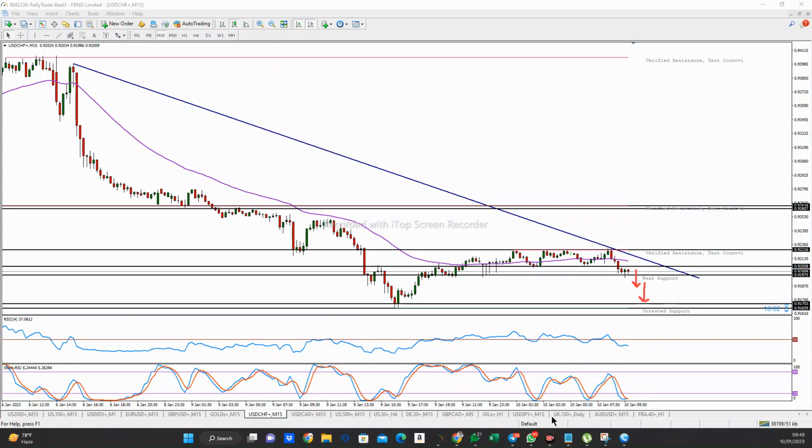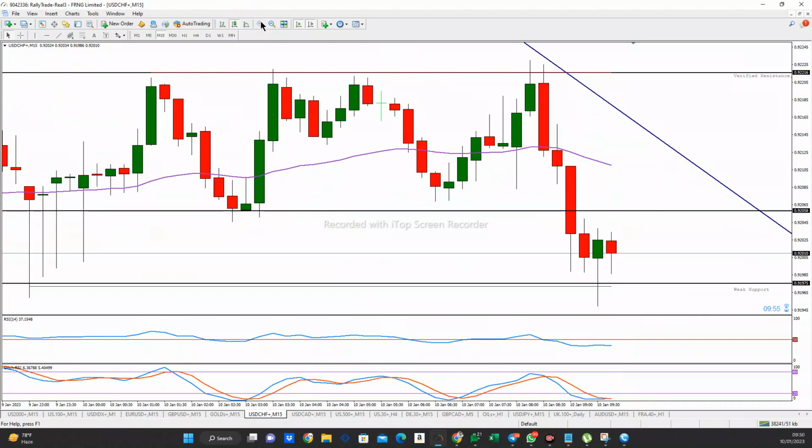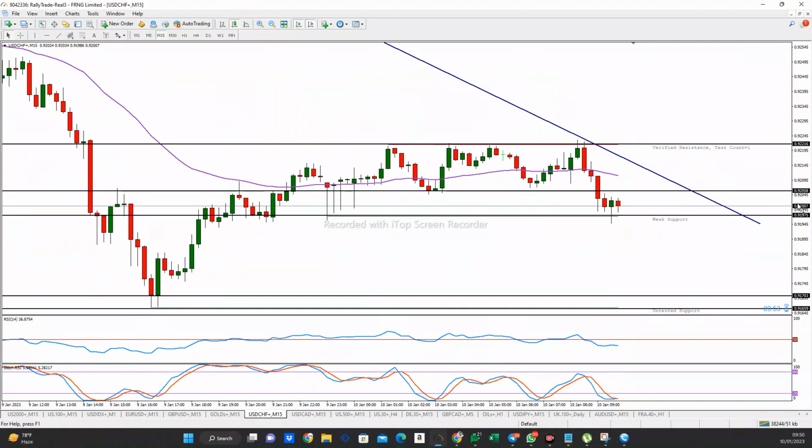Now what I want you guys to do is to take note of all these price levels. That is what you'll be working with. These are very important price levels. You can draw them on your own chart.